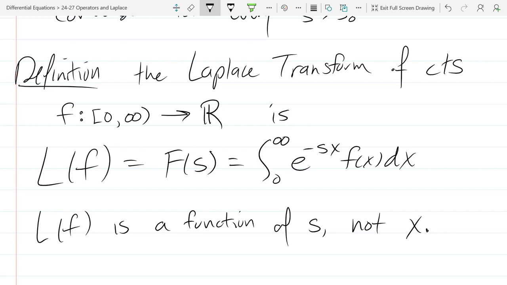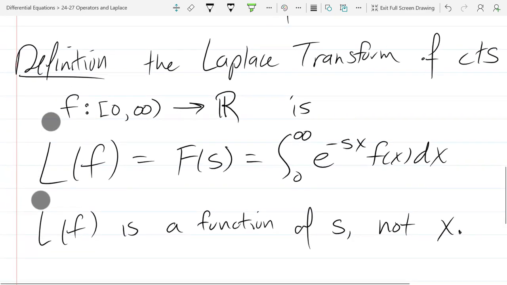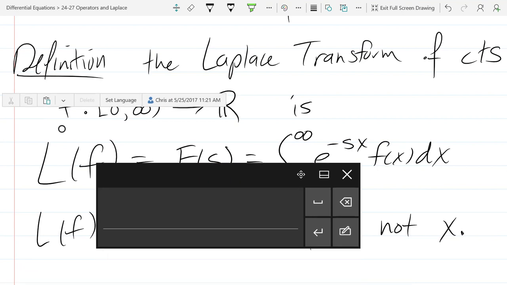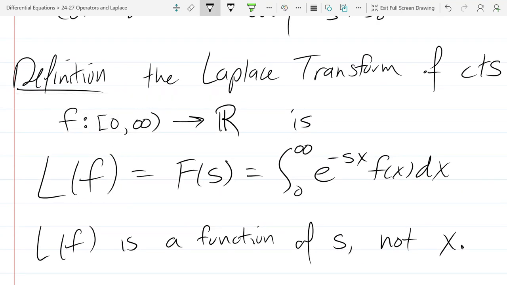So this Laplace transform is a function of s, not a function of x. Why is it not a function of x? I see x is here, and there's another x right there. Yeah, so when you integrate, you're going to be plugging in 0 and infinity for everywhere you see x. So there's not going to be x's anymore once you integrate. It's kind of like we use t as a dummy variable sometimes, and then the t's disappear. It's just like that, except x is the dummy variable now.